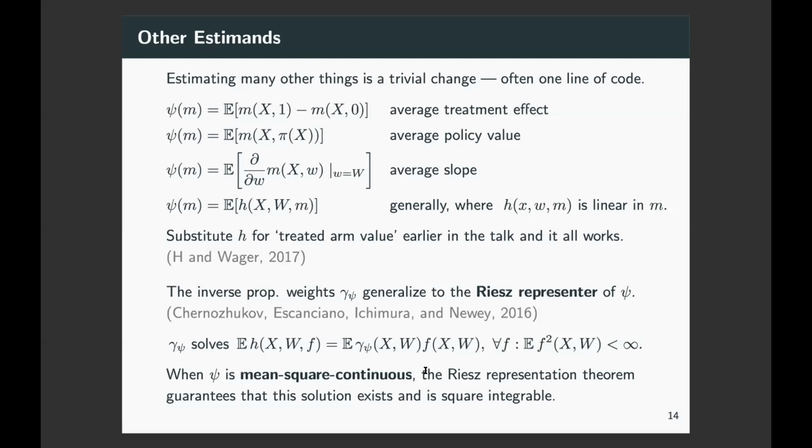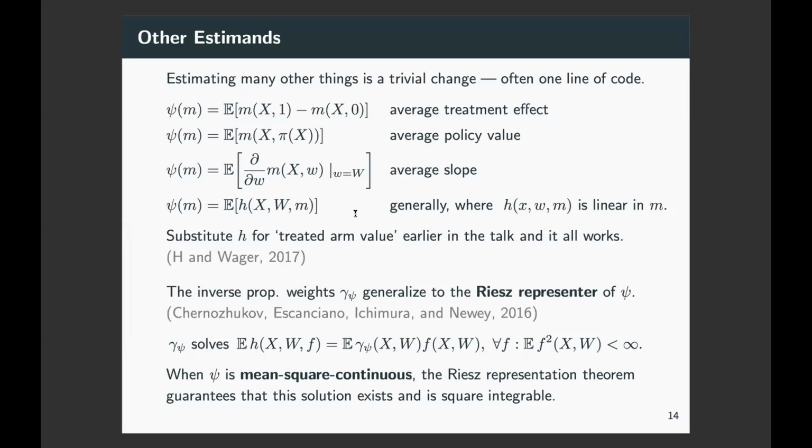And so some examples of the kind of things we can do are, say, the average treatment effect. Well, that's not that different. The average policy value. So if we had a policy for assigning treatment to people on the basis of their covariates, we could estimate how well that worked. If, say, dose is continuous, we could estimate this average slope of the dose response function. Generally, the framework we're working in is we can estimate a linear functional of the regression function, which we'll call H, that varies with the covariates and treatment level.